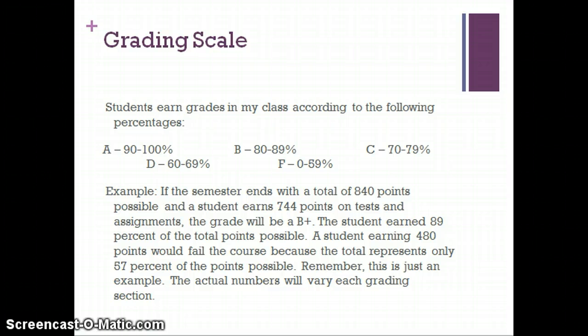Remember, this is just an example. The actual numbers will vary during each grading section. Sometimes I get up to about 1,000 points, 1,100 points. But again, anything between a 90 and 100 is an A, an 80 to an 89 is a B, even if it's an 89.4, .5, or .6. If the grade book doesn't round it up, I do not round it up. So you've got to get to that 90.0 percentage to have an A, or that 80.0 to have a B.